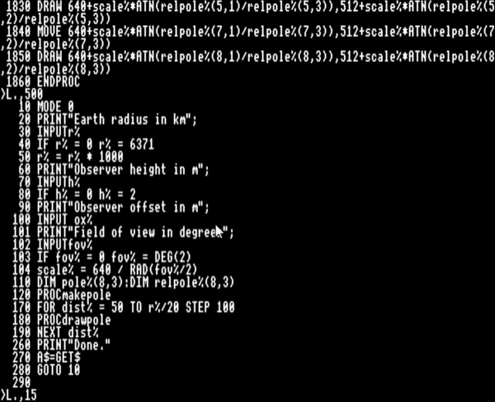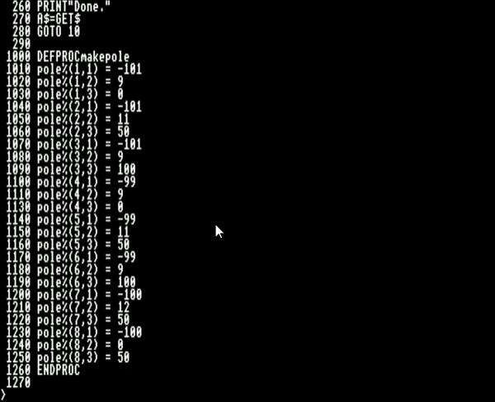If we list up to 1500, we can see what make pole does. It just defines all those coordinates. You have 1, 2 and 3 on the left side at 101 meters left, 4, 5 and 6 on the right side of the pole at 99 meters left, and 7 and 8 are the pole itself, 100 meters left.